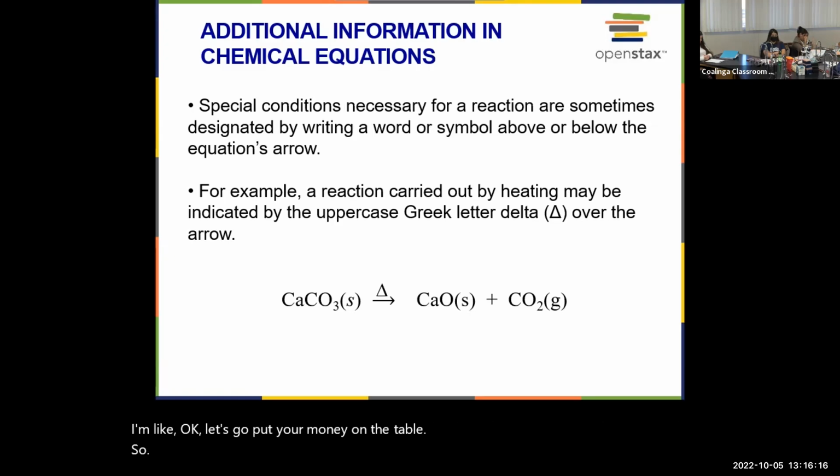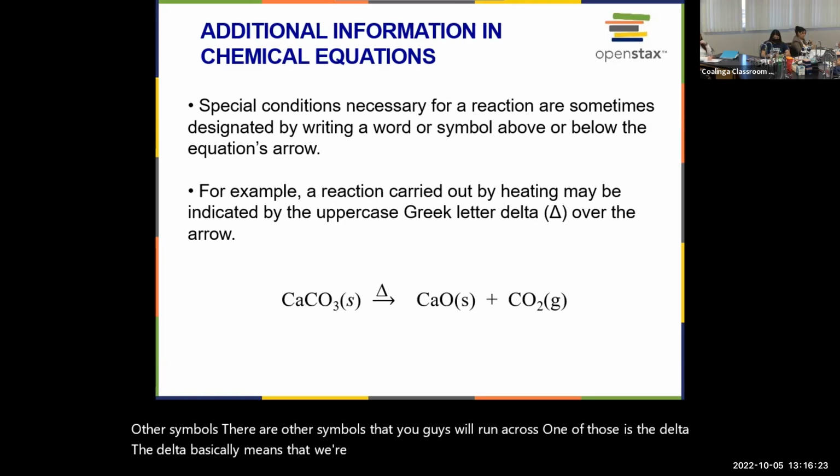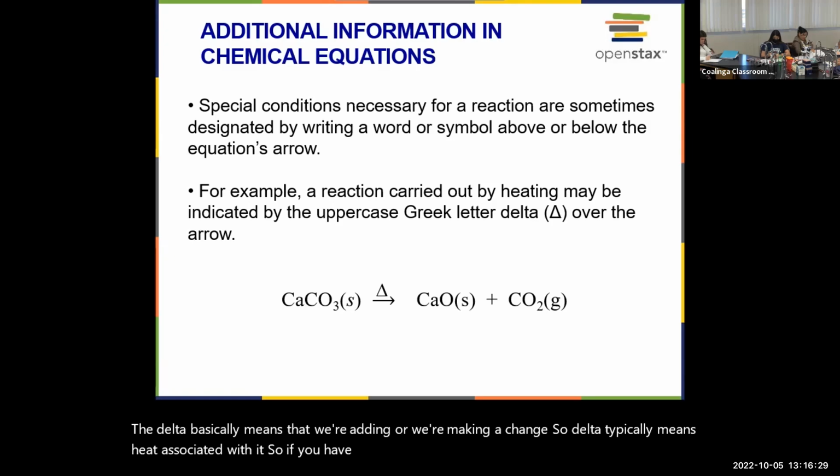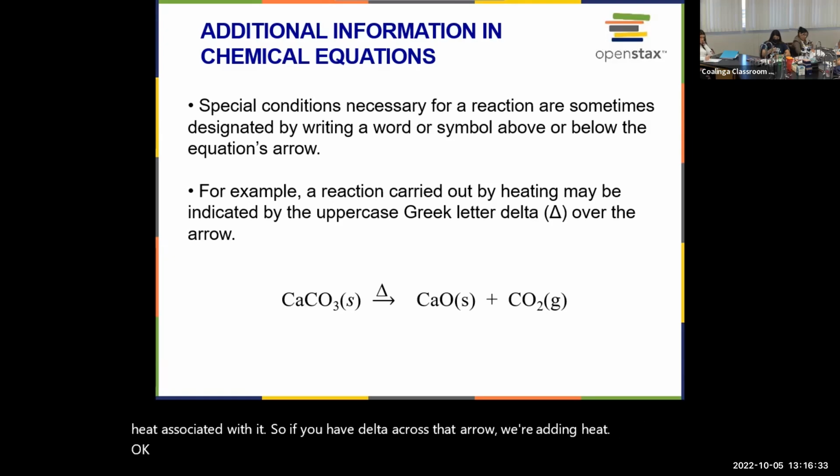There are other symbols that you guys will run across. One of those is the delta. Delta basically means that we're adding heat or we're making a change. So delta typically means heat associated with it. So if you have delta across that arrow, we're adding heat. Okay. Delta is a Greek symbol. That's the capital delta. The lowercase delta looks like a funny looking beta.